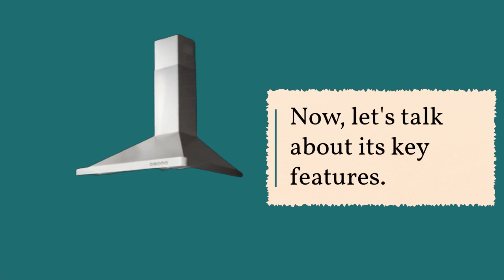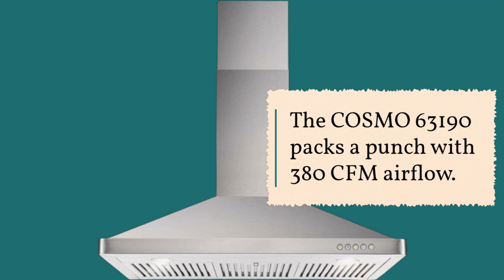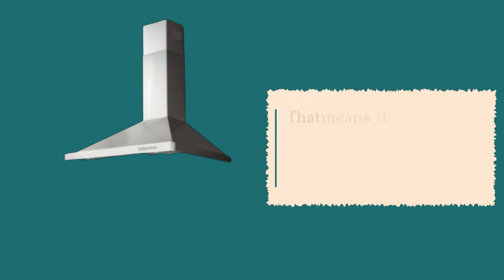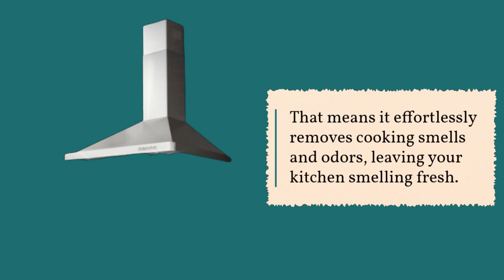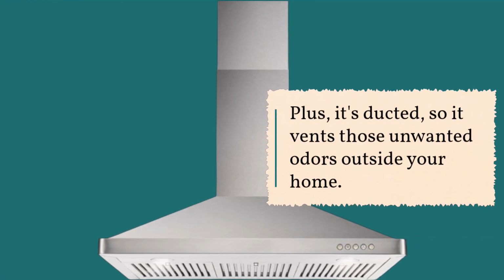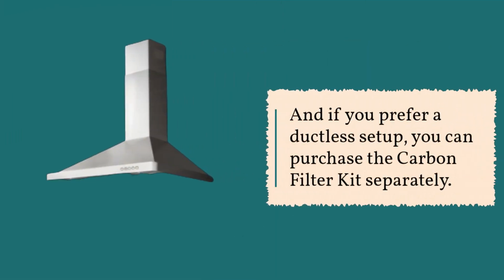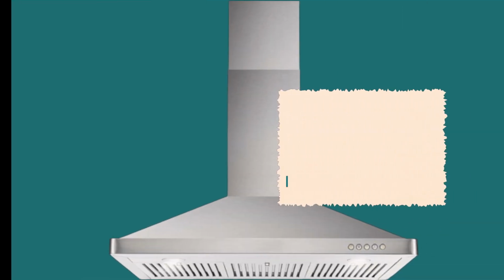Now, let's talk about its key features. The OSMO 63190 packs a punch with 380 CFM airflow. That means it effortlessly removes cooking smells and odors, leaving your kitchen smelling fresh. Plus, it's ducted, so it vents those unwanted odors outside your home. And if you prefer a ductless setup, you can purchase the carbon filter kit separately.